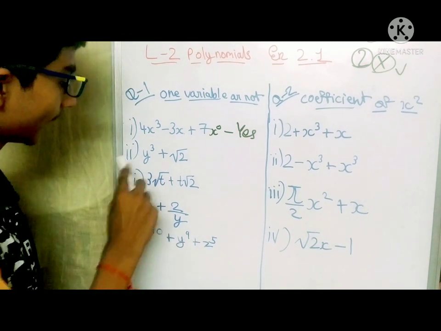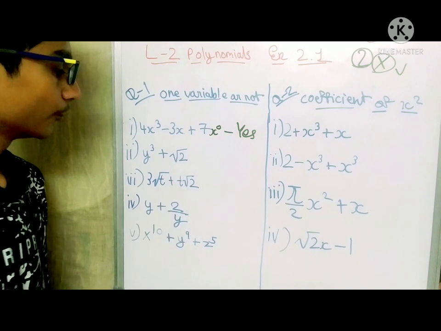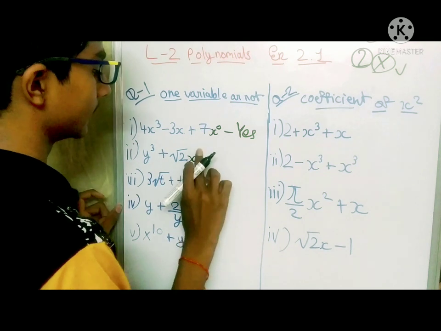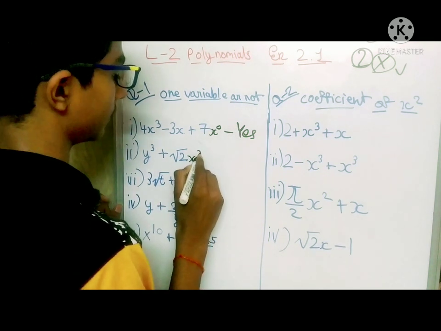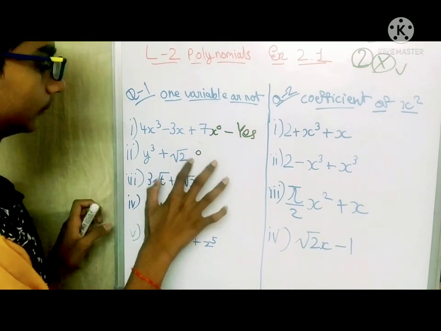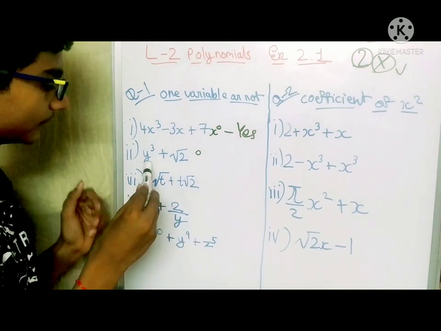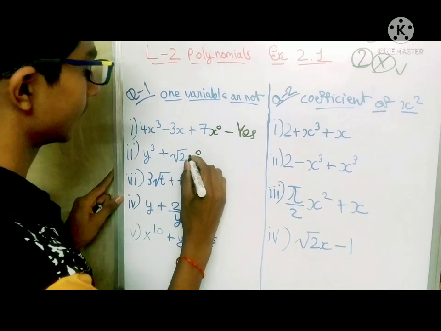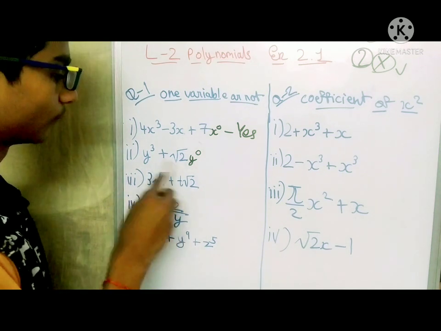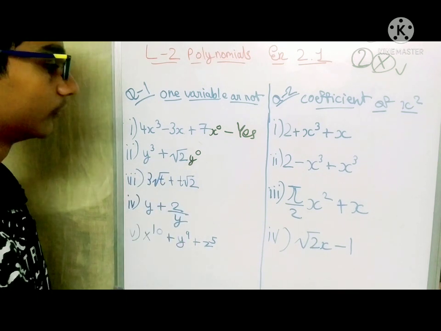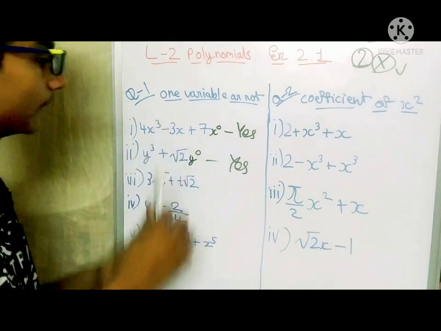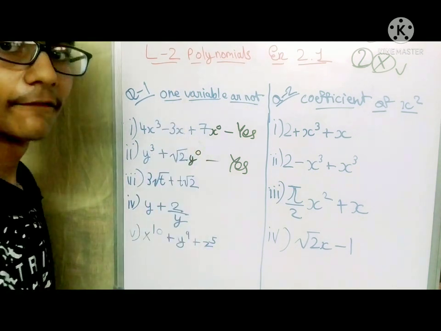Now the second question, y cube plus root 2. So here after root 2 you can add again y to the power 0. Here the variable which is given before, you have to add that. So here it will be y0. Now are there two variables? Yes, both are the same, y and y. So here you will also write yes. This equation also has one variable.